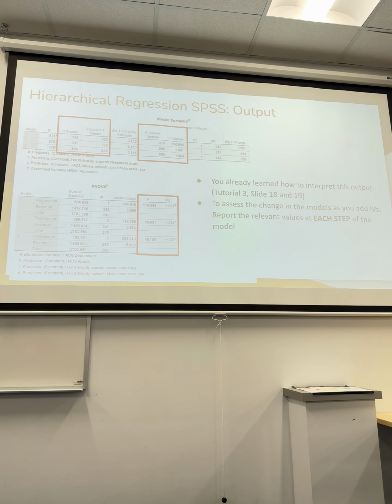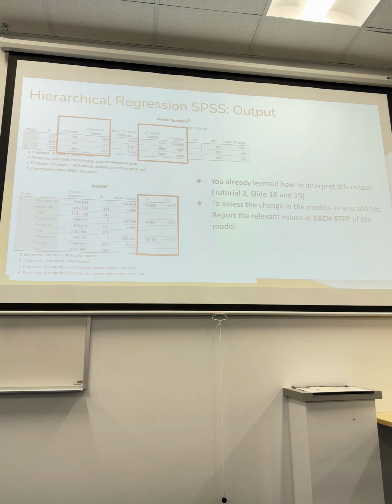R squared. So the first one is 0.326. So that means 32.6% is explained by anxiety alone. Does that make sense? Block 1, 32.6%. I took 0.326 and multiplied it by 100.